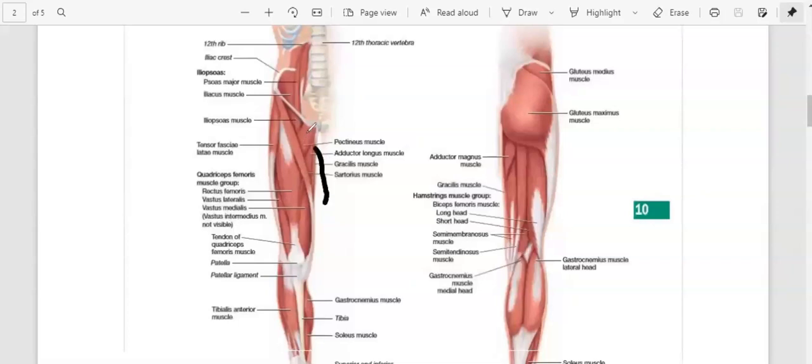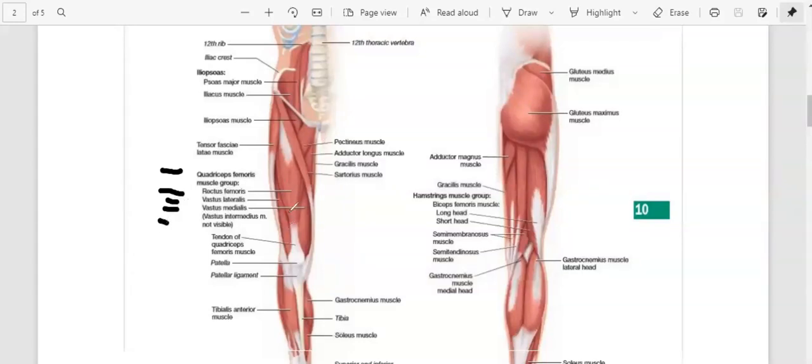So in the anterior part, we're going to have this set of muscles. In there, you're going to have the quadriceps. The quadriceps is going to be composed of four muscles, right? Quad is like water, right? So it's going to be four muscles right here, quadriceps. So you can see here, you're going to have the rectus femoris, vastus lateralis, vastus medialis, and vastus intermedius.